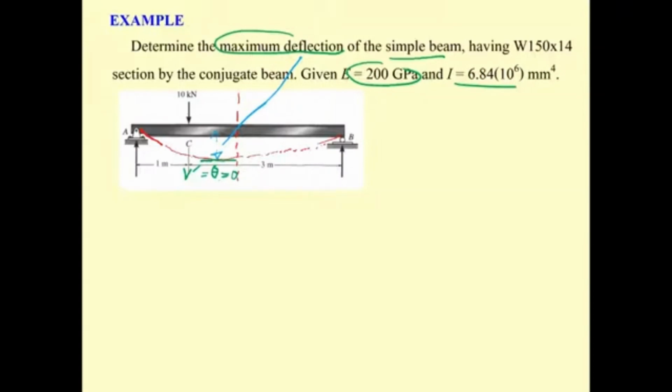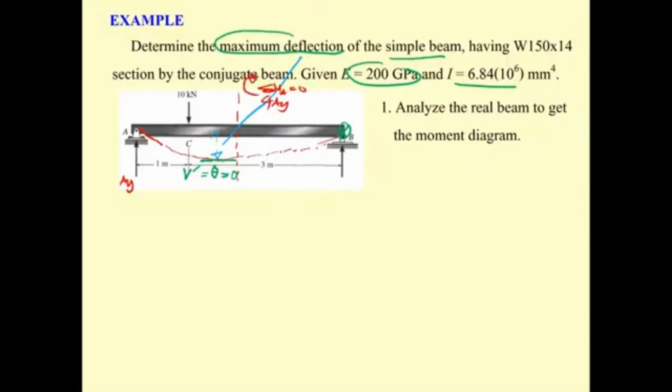And then we go step by step. First, we analyze the real beam to get the bending moment. You may take the moment about B. This is going to be A sub y. Summation of M sub B equal to 0: A sub y times 4 rotates this way, and the 10 rotates in the different direction, so it's equal to 10 times 3. So A sub y is going to be 30 divided by 4, that is 7.5 kilonewton.